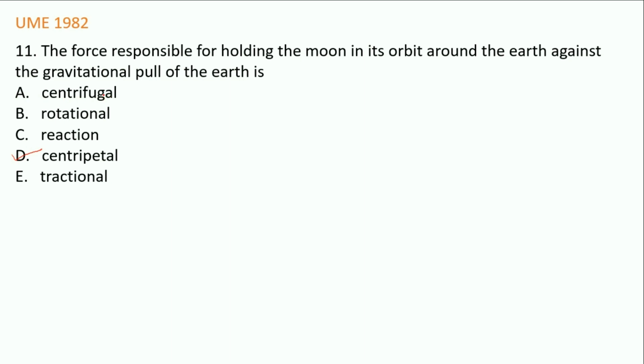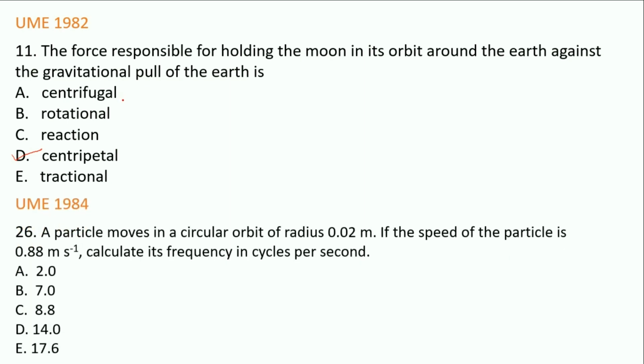As a matter of fact, there's this misconception about centrifugal force, that there is a force acting opposite to this, which in the real sense doesn't really exist, but that is a story for another day. So we've got UME 1984, question number 26. A particle moves in a circular orbit of radius 0.02 meters. If the speed of the particle is 0.88 meters per second, calculate its frequency in circles per second.